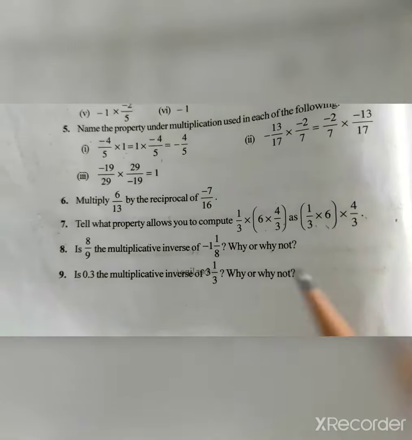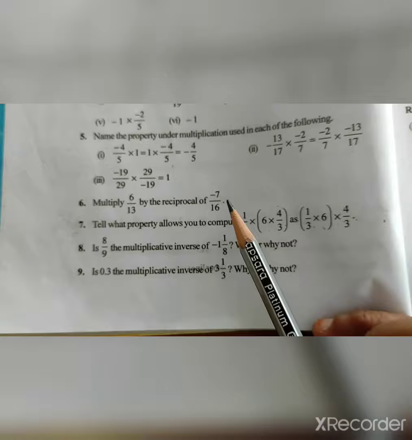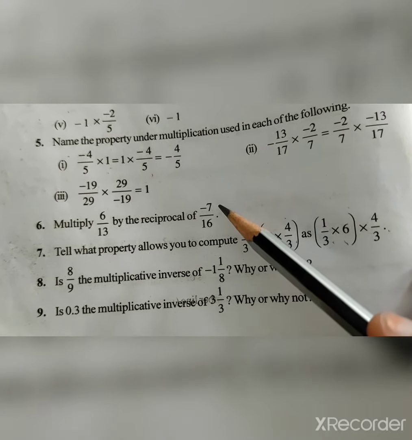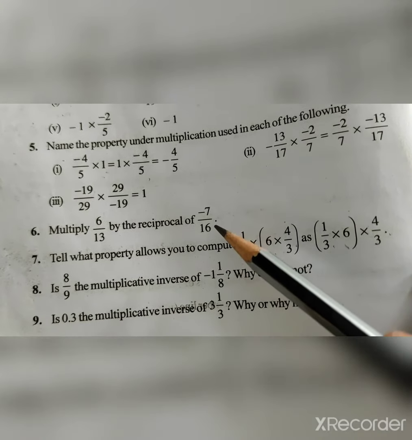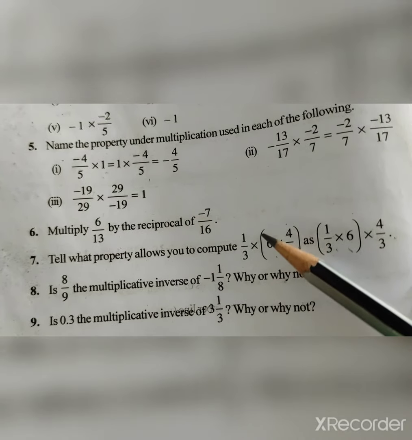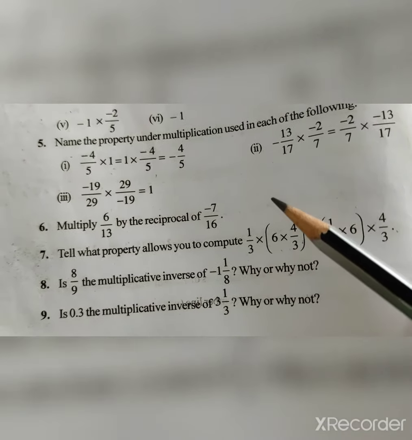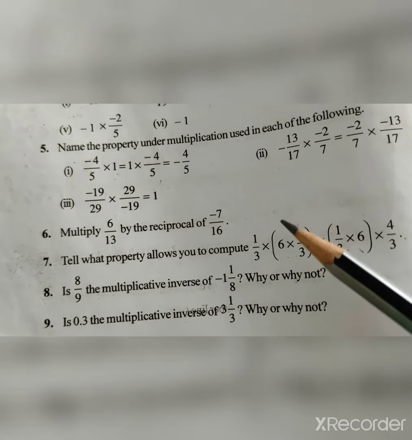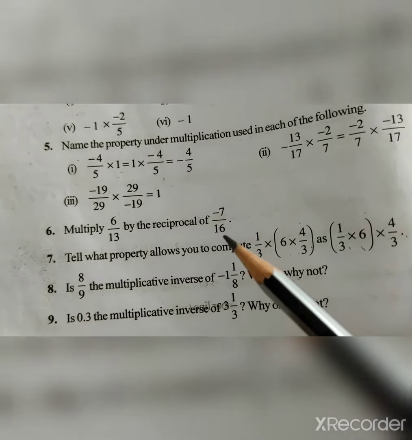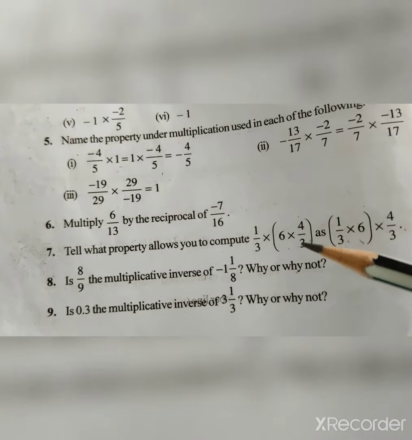Now multiply 6 upon 13 by the reciprocal of minus 7 upon 16. So what will you do first? First you will write the reciprocal of minus 7 upon 16 as minus 16 upon 7 or 16 upon minus 7. Then you will multiply 6 upon 13 into 16 upon minus 7 and then find the answer.